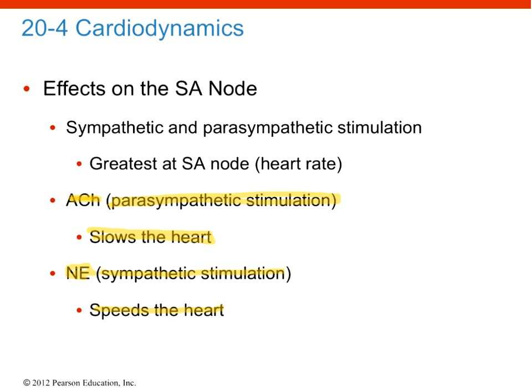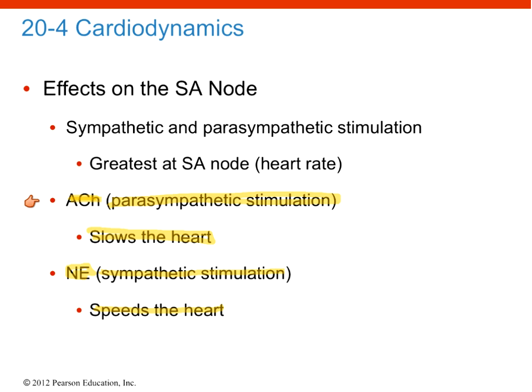So as we've already talked about with the contractile cells, the SA node is your pacemaker. So the effects of the sympathetic and the parasympathetic stimulation are going to give you the greatest effect at the SA node, because it is the heart's pacemaker. It sets the pace for the contraction of the heart itself.